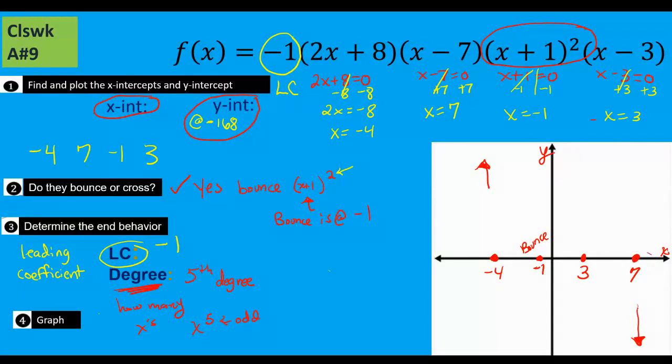So I'm going to start here at the 7. I'm going to go up and down, and then I'm going to bounce at the -1 and go back up. And there's our graph. You have to have the bounce at -1 because of the exponent. Remember that the bounce has the exponent.